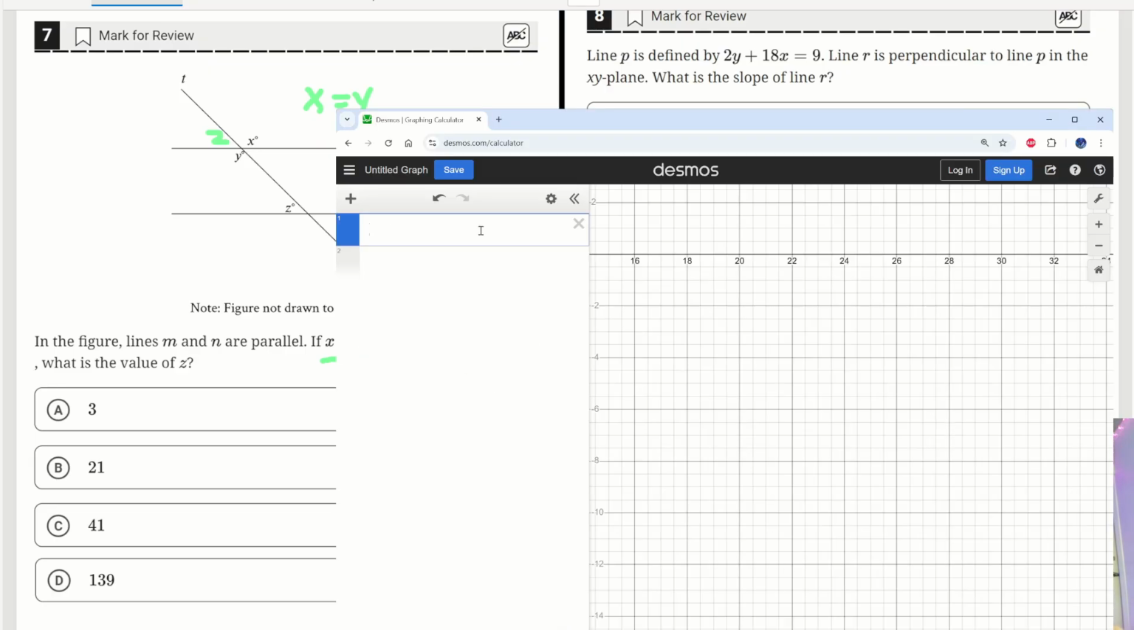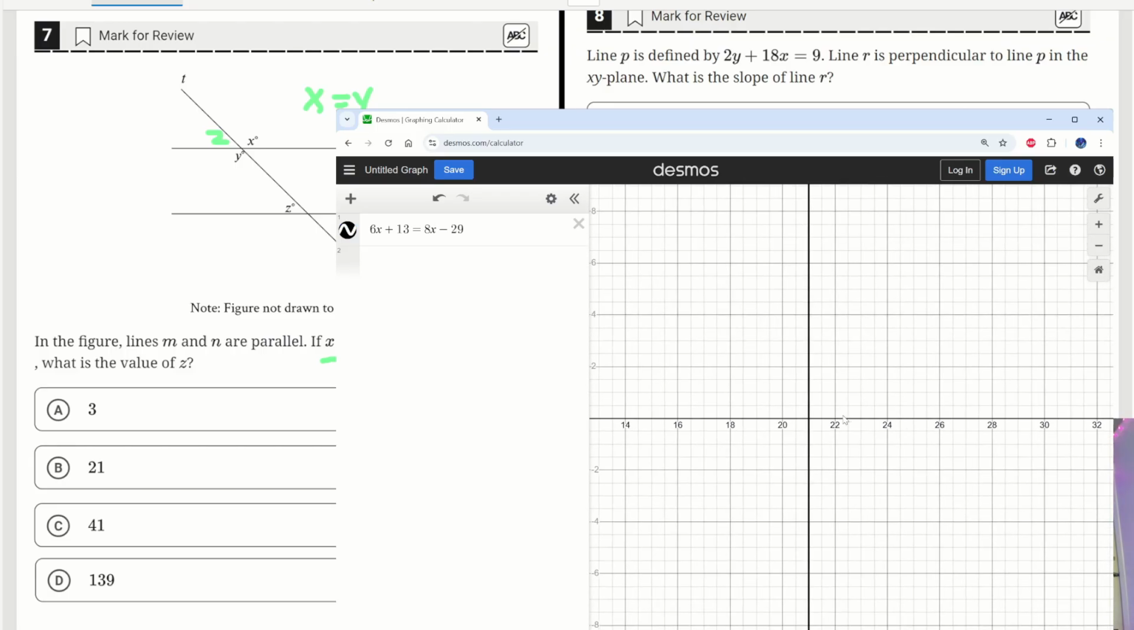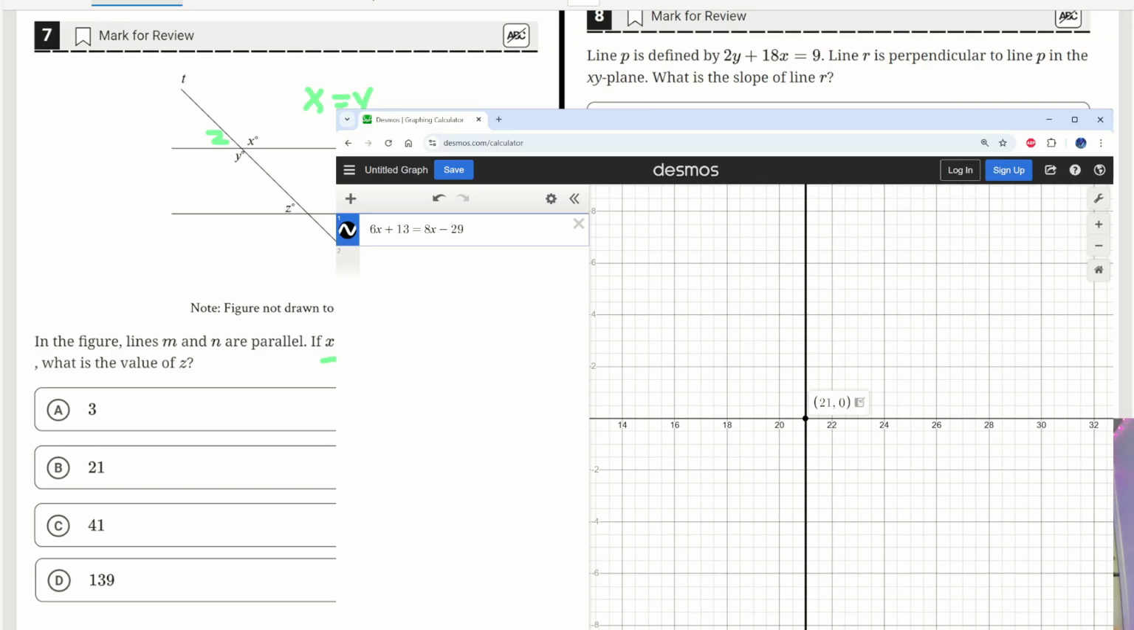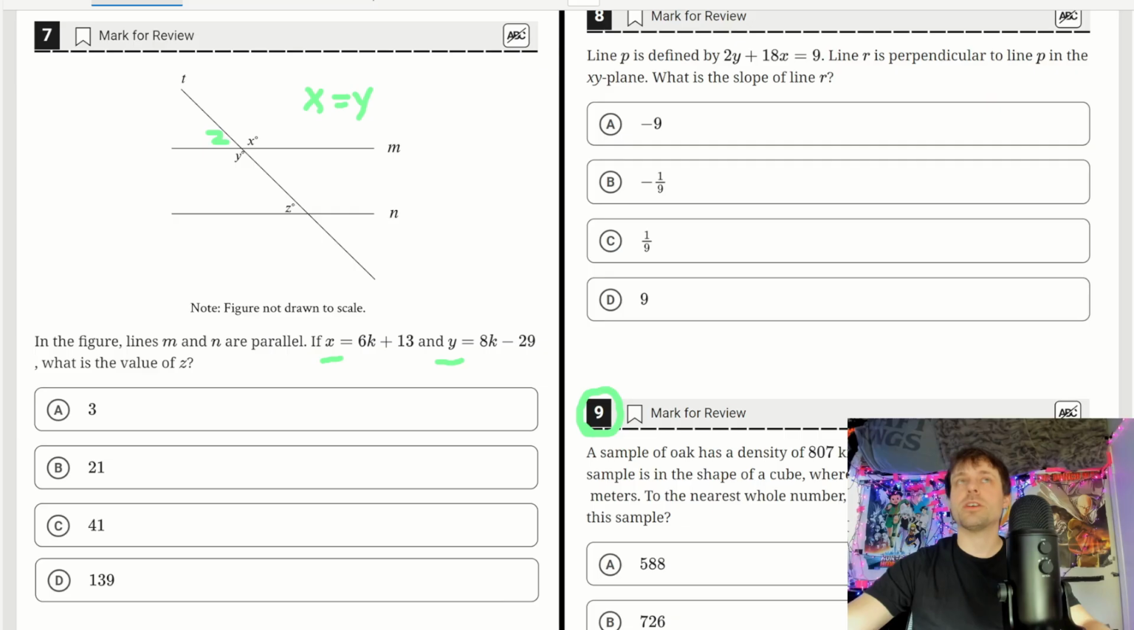So again, our equations were 6k plus 13, that was equal to x. And I can set it equal to y, which was 8k minus 29. But again, we don't need to use a slider here. We already know that there is a solution to k here, so we just replace it with an x. And you can see on our Desmos, they tell us that x or k is equal to 21. So I jump back. K is equal to 21.